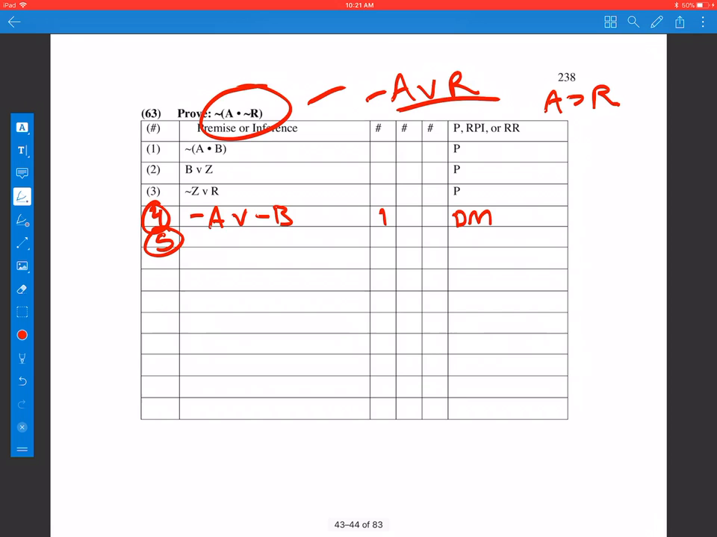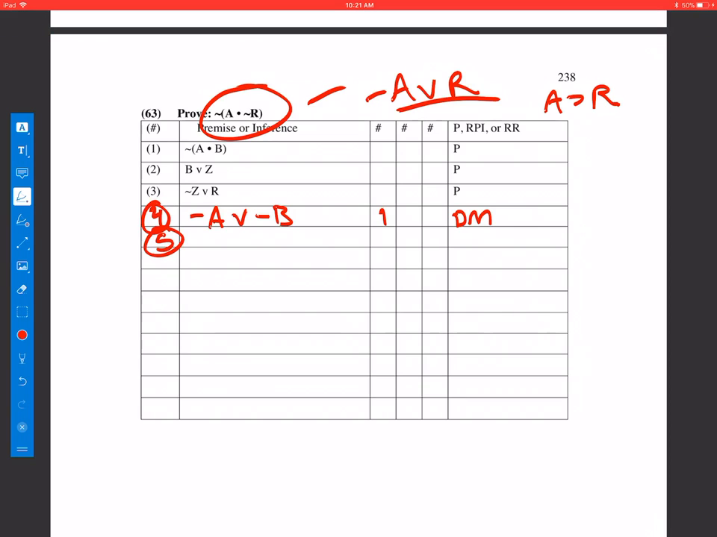So this is a kind of unusual way to do this problem. There's probably a simpler way, but this is what I spy. Take 4 and let's convert it to an if then, A then not B, for implication. Okay. And now look at line 2. That's B or Z. I want to convert that to a conditional, not B then Z. That's from 2 by implication.